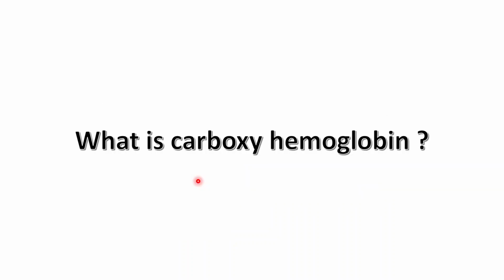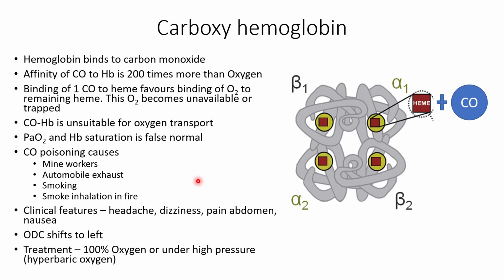Now let us first see what is carboxyhemoglobin. Carboxyhemoglobin is when carbon monoxide binds to hemoglobin. Normally to this heme group oxygen binds, right? So that is oxyhemoglobin, and in the absence of oxygen water binds, so that becomes your deoxyhemoglobin. Now when carbon monoxide comes and binds to this heme group, it is known as carboxyhemoglobin, and this is dangerous.